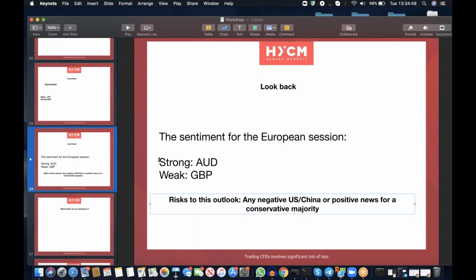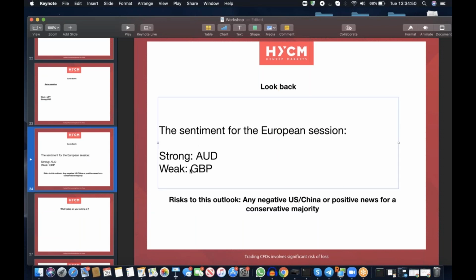I hope that's helped. You can see that I'm using the principle that I teach, which is pairing a strong currency with a weak currency. Keep looking at that principle, combining the fundamentals and the technicals together to get your entries and your exits. That's how I trade.